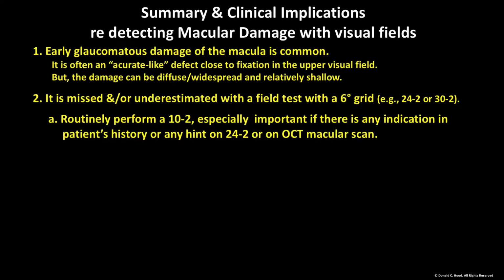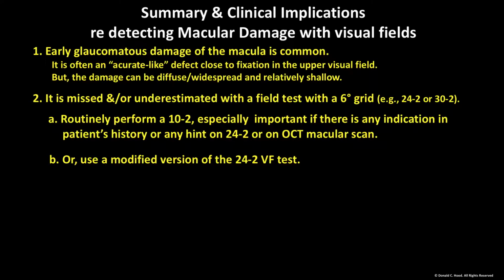The clinicians I work most closely with now routinely perform a 10-2. In some cases on every patient, if not on the first visit, the second visit. At the very least, you want to perform a 10-2 if there's any indication in the patient's history or any hint on the 24-2 of an abnormality. So one funny point on the 24-2 in the center, a complaint about glare, an acuity that isn't 20/20, anything at all should buy you a 10-2 if you're not doing it routinely on everyone.